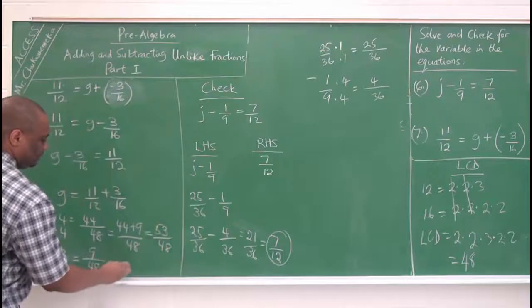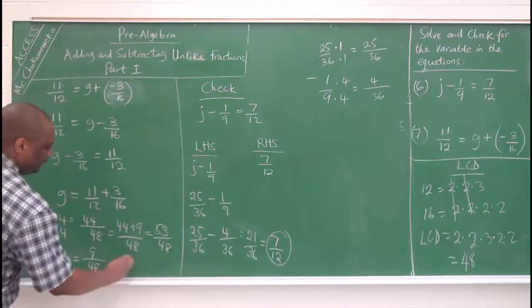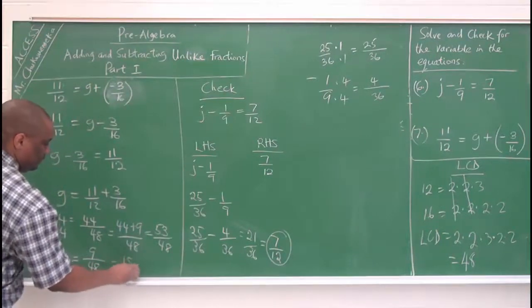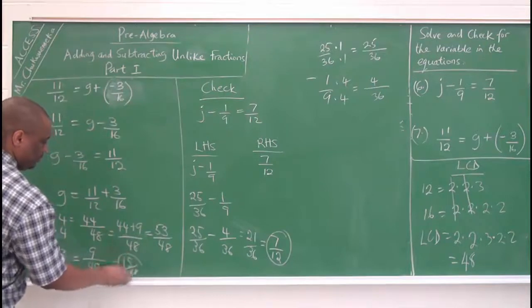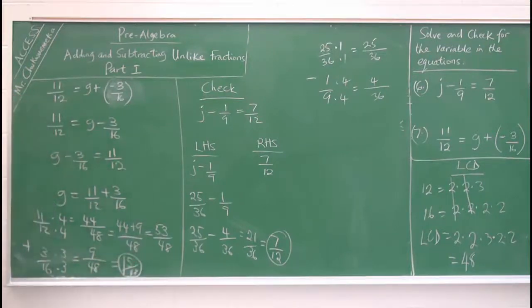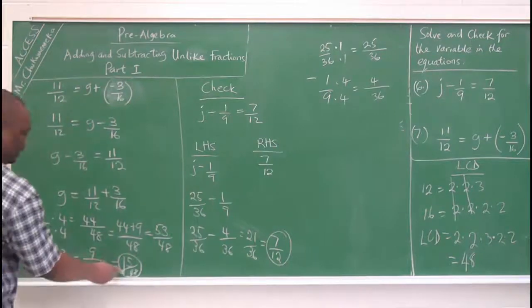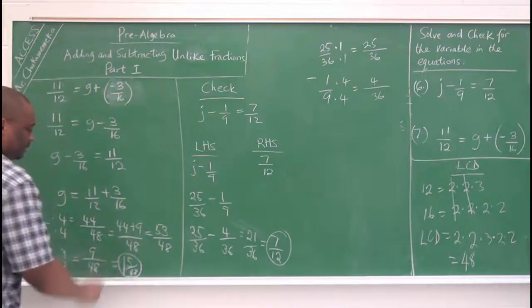And what will it give us? One whole number, 5 out of 48. Okay? One whole number, 5 out of 48. That becomes our answer.